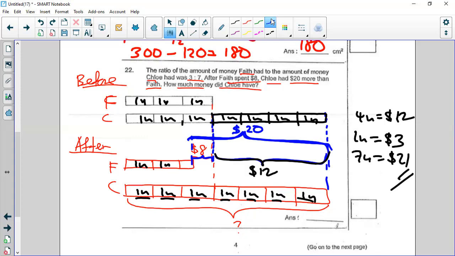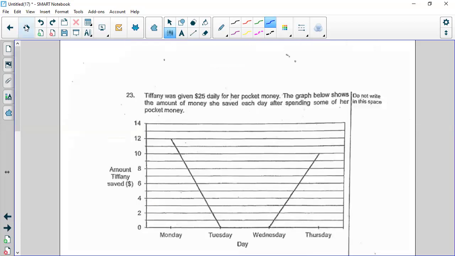Okay, question 23. Let me just have a quick check to see whether the answer is correct. Yeah, the answer is correct. Okay, let's go to question 23.